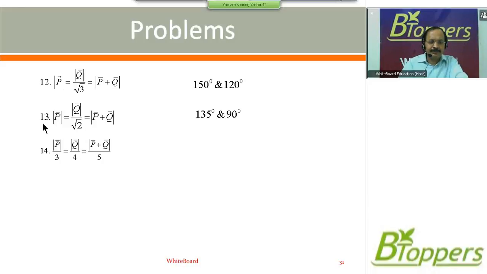Next, you see the question number 14. It's given that magnitude of P bar by 3 equal to magnitude of Q bar by 4, that is equal to 1/5 of the magnitude of the resultant of P bar and Q bar. This can also be done by a similar procedure, or you can also use the triangle law of vector addition. You can take a pause and try this problem yourself first.